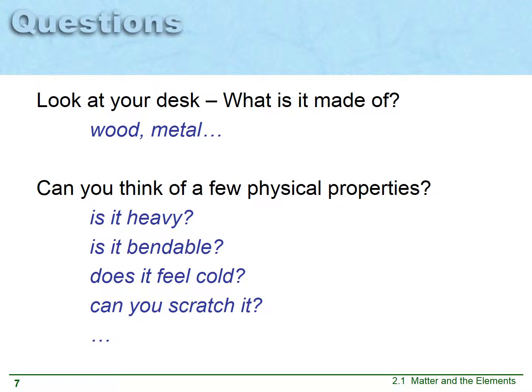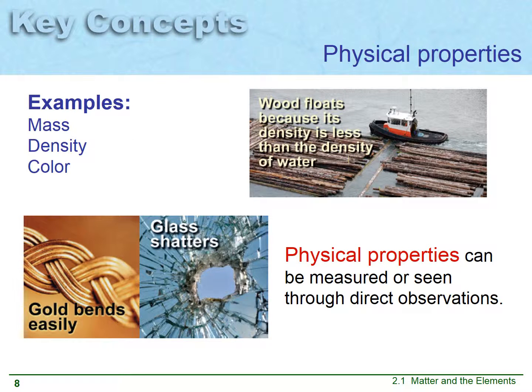Describe something around you right now. What is it made of? Can you list some of its physical properties? Physical properties can be measured or seen. They're directly observable. If I say the sky is blue, I'm describing a physical property of the sky.